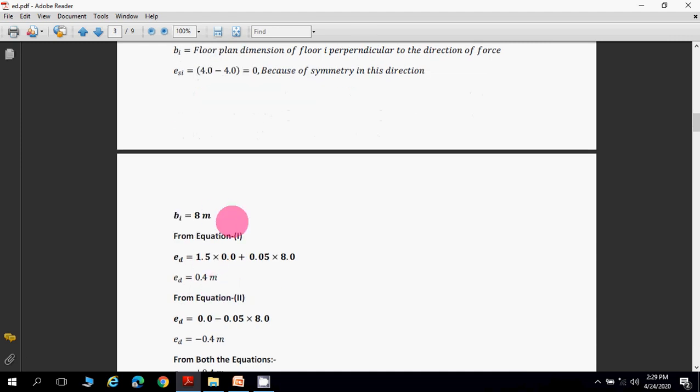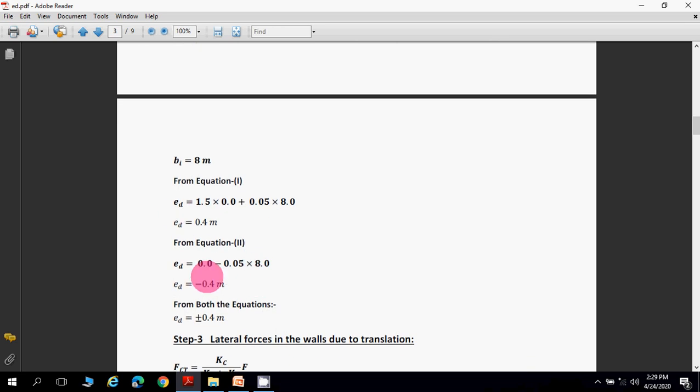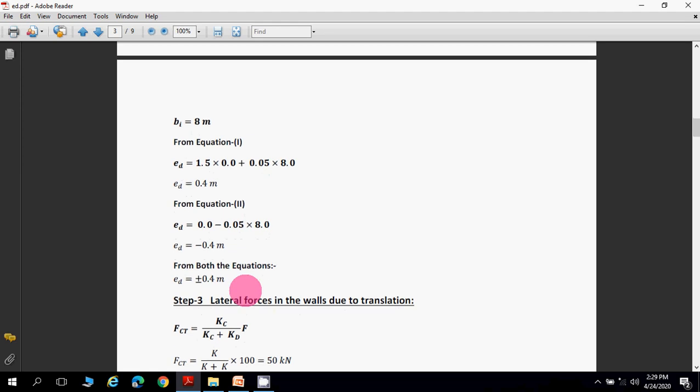Putting the values of esi, eccentricity and plan dimension into equation 1 and equation 2, we get the design eccentricity as 0.4 meter from equation 1, and from equation 2 we get minus 0.4 meter. So from both equations, the design eccentricity will be equal to plus minus 0.4 meter. Then, in step number 3, we have to find the lateral forces due to translation, and we are considering the earthquake force in the x direction.